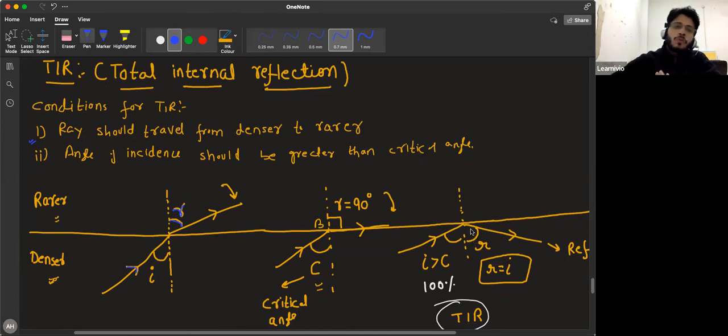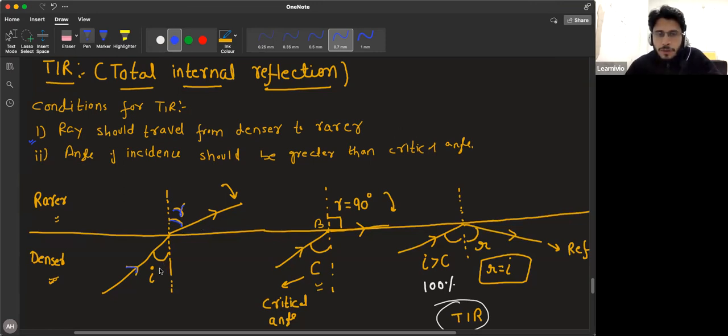Yes, sir. What happens when we increase the angle of incidence? What happens with the angle of refraction? If I increase I, what happens with R? It will increase. I and R are directly proportional. So if I increase I, then R will increase.